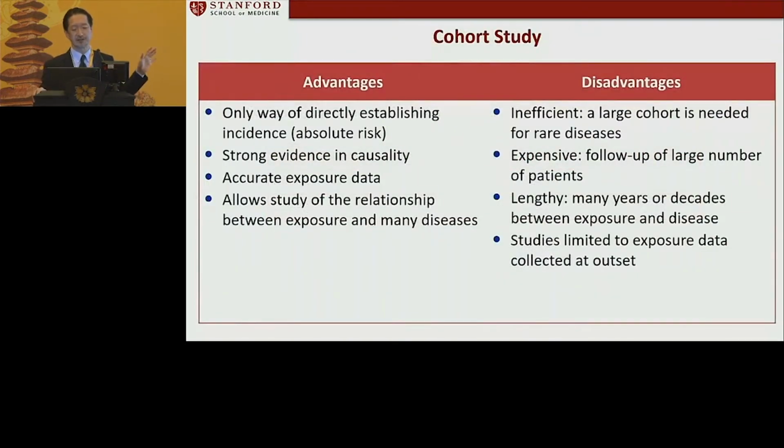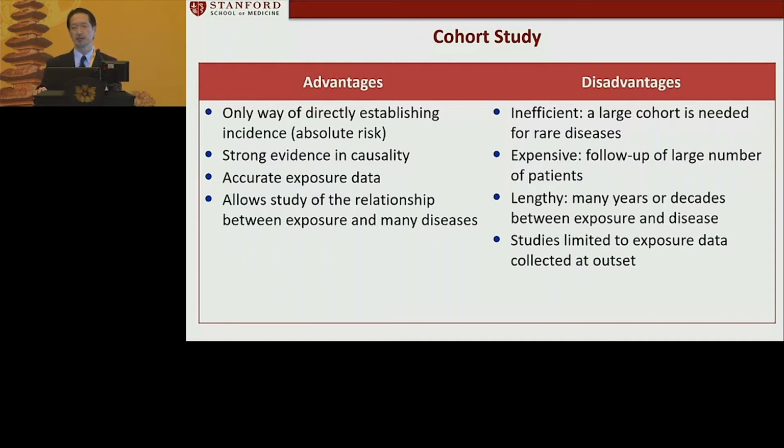But advantages first. It's the only way of directly establishing the incidence, the absolute risk. It has the strongest evidence of causality because we are doing a prospective study. There's accurate exposure data. You're still doing the study at the beginning, so you know who has diabetes or not. You're not doing a chart review, you're confirming that on day one. It allows you to study the relationship between exposure and many other diseases. Once you have a cohort set up, you can not only look at hepatocellular carcinoma, you can look at other diseases that may be associated with diabetes.